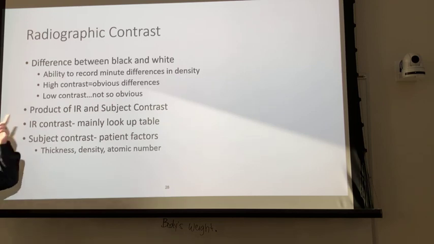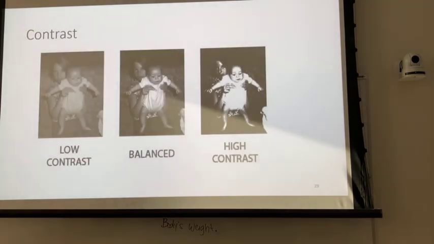So our radiographic contrast, what we see on the screen, is a product of those two things. We have to have a system that can record and display those different levels of density. And at the same time, we have to have differential absorption inside of the patient. Differential absorption is again dependent on the tissue types: bone, soft tissue, hair, radiographic contrast even. So in the IR contrast, mainly the lookup table, and then the subject contrast is your thickness, your density, and your atomic number, your Zeff number of the tissue types.